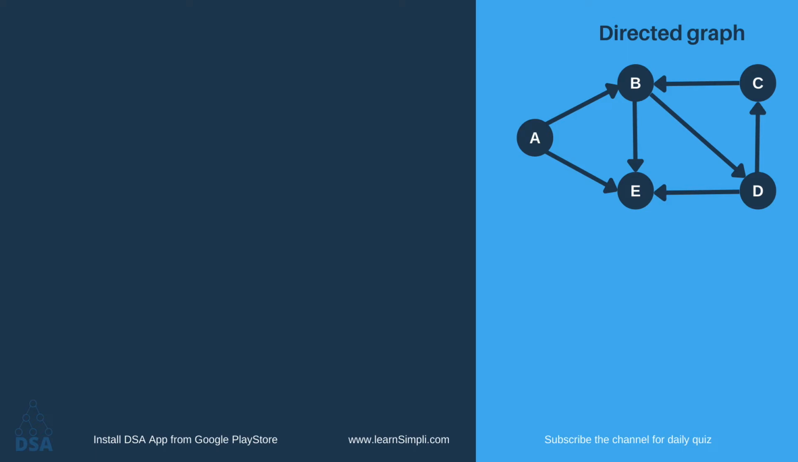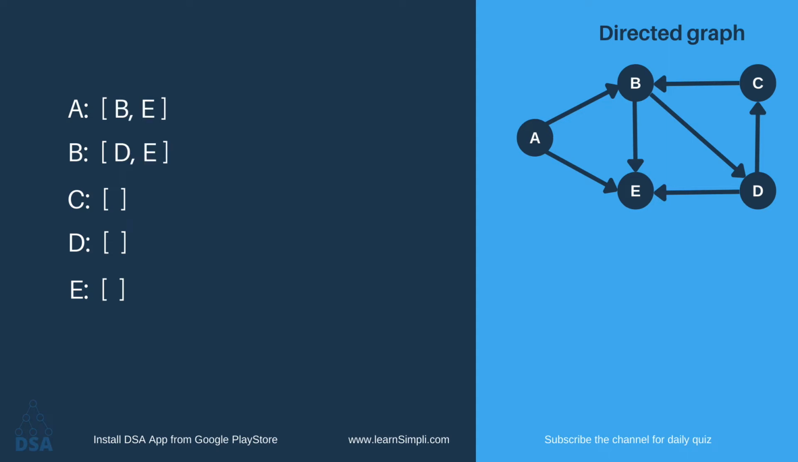Here in this graph, we will note down the directed edges from the nodes. For A, we have B and E as adjacent nodes. For B, we have D and E as adjacent nodes. For C, we have only B as adjacent. For D, C and E are adjacent. For E, there is no adjacent node. So this is the list.